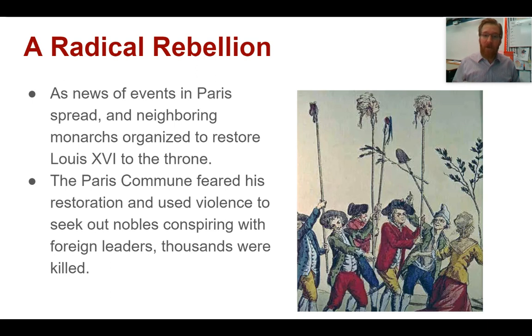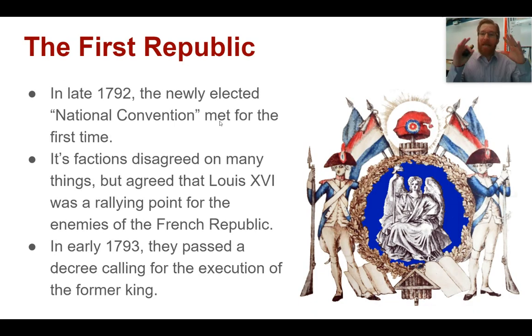Now, the Paris Commune hears about what's going on. They know about this. They're really nervous about a restoration. They like the fact that they're in power. So they start to use violence to seek out anybody in Paris who supports this idea. And any nobles who are suspected of conspiring with these foreign leaders are killed. And there's a dramatic amount of violence within Paris at the time. But in the shadow of this violence, the First Republic, the First French Republic, is formed.